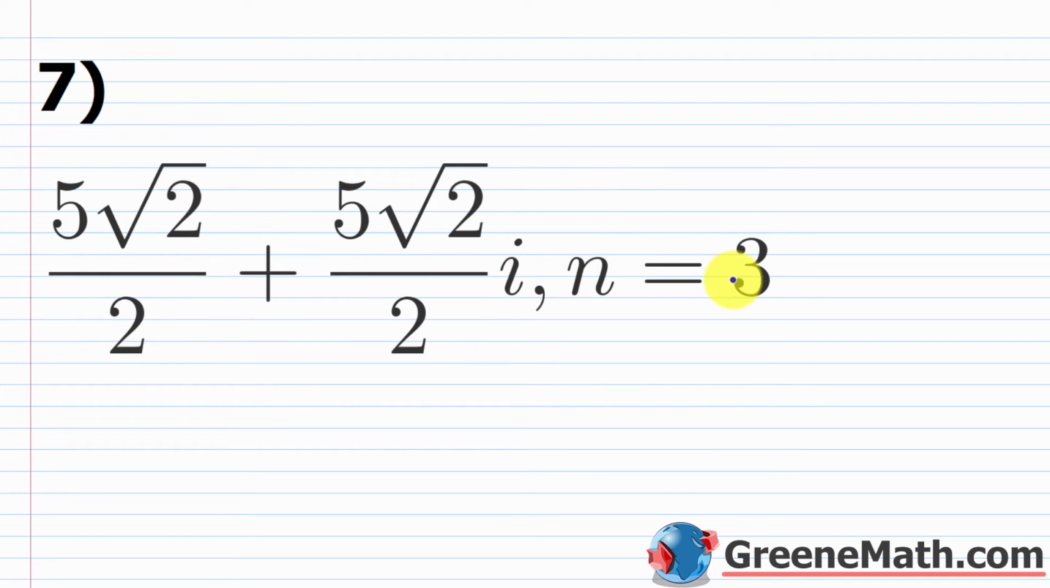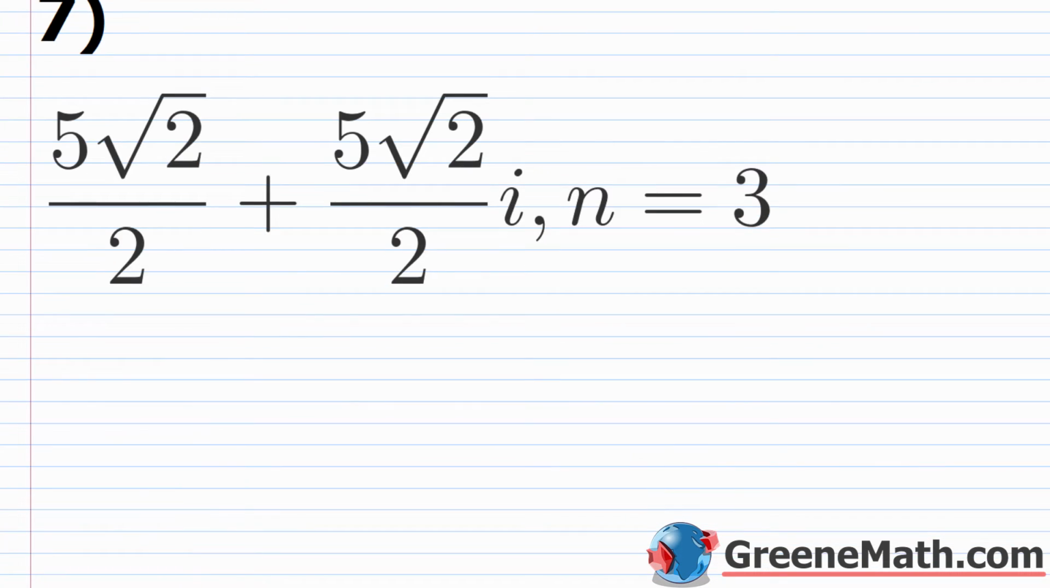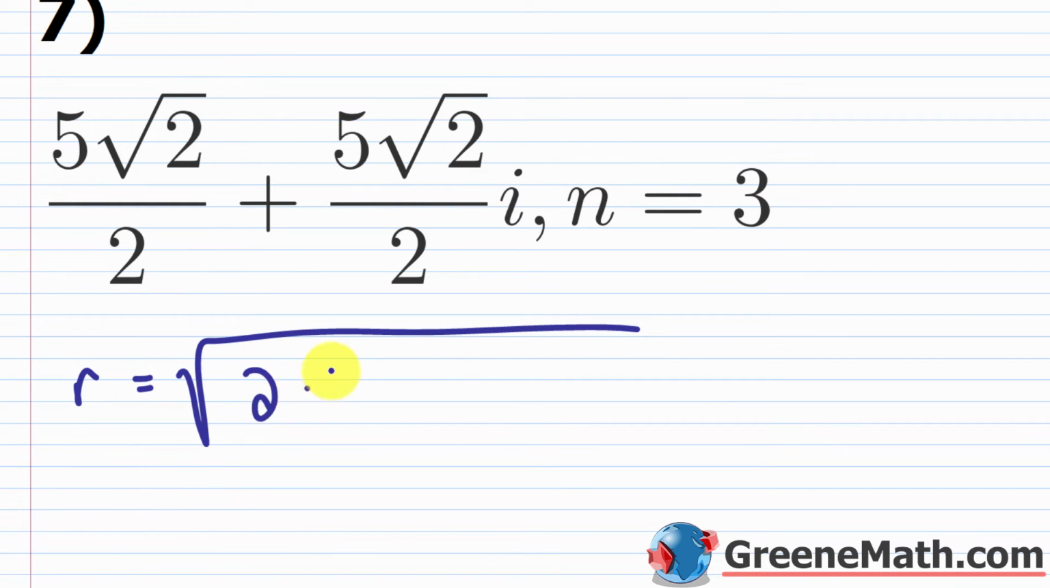The n here is 3, so we're looking for the 3 cube roots of this complex number. So again, let's put this into polar form, and this one's real easy to do. So r is equal to the square root of 2 times this quantity, 5 times square root of 2 over 2, squared. Again, you could do 5 times square root of 2 over 2 squared plus 5 times square root of 2 over 2 squared under the square root symbol. But again, that just changes over into this form if you want to make it a little bit simpler.